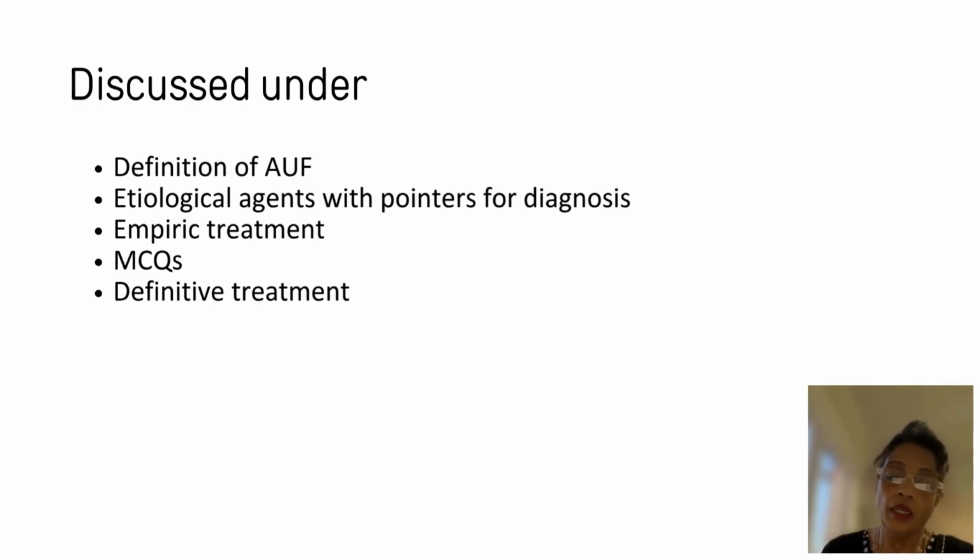And then etiological agents causing this AUF with pointers for diagnosis. So it's important to diagnose appropriately because the rational choice of antibiotics depends on the etiological agents. And then we discuss the empiric treatment and a few multiple choice questions, and then the definitive treatment. We're going to discuss under these headings to rationally choose the antimicrobial agents for acute undifferentiated fever.